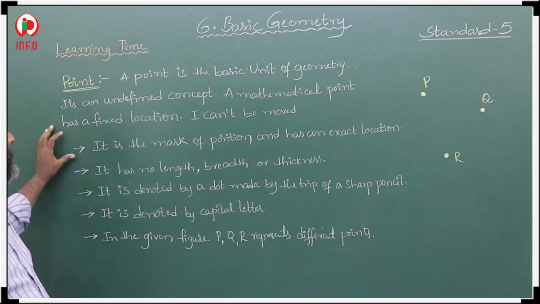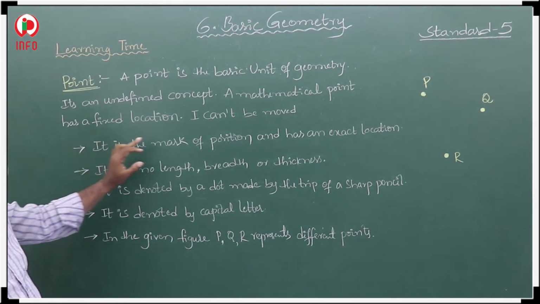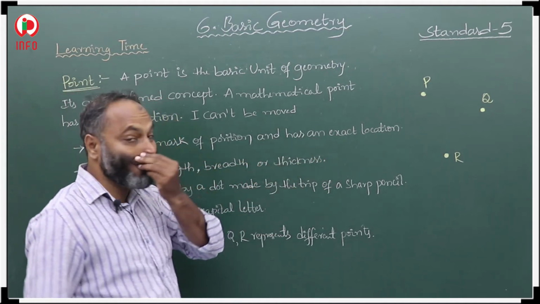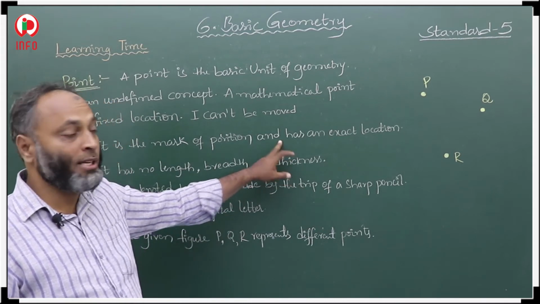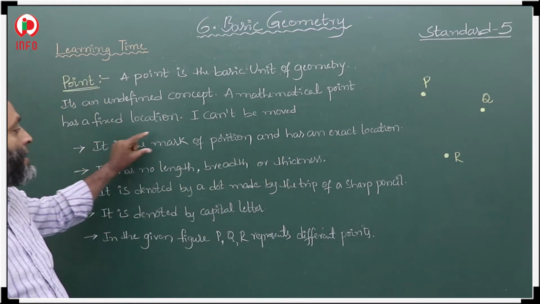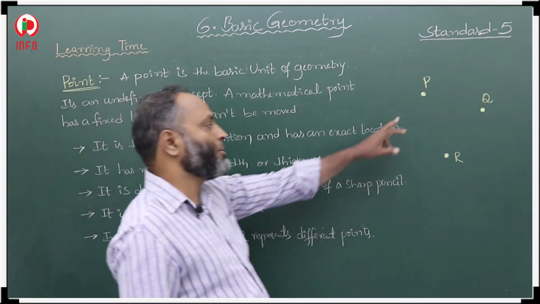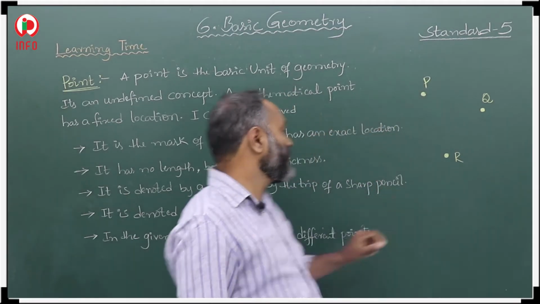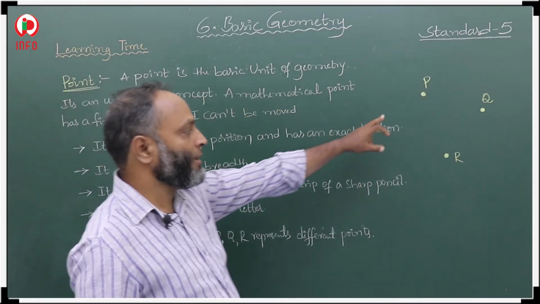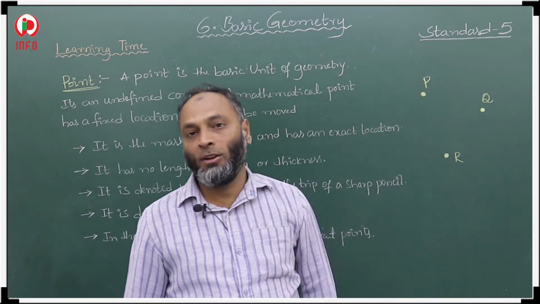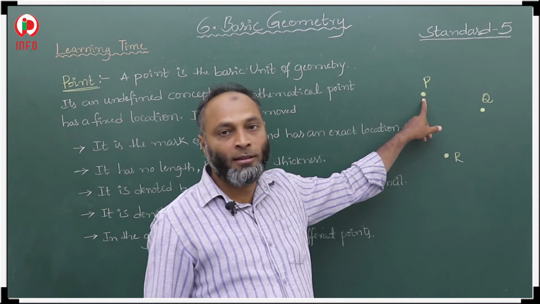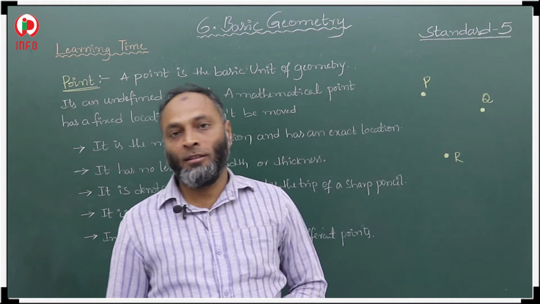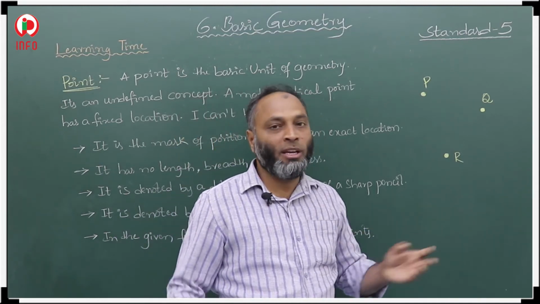Now, some more points about a point. What is a point? It is a mark of a position and has an exact location. Just before we discuss, it is the mark of a position. Suppose P is there; we mark it with a point. It is a mark and has an exact location. Like this we mark, and it shows the exact location, as I explained by giving an example in maths.